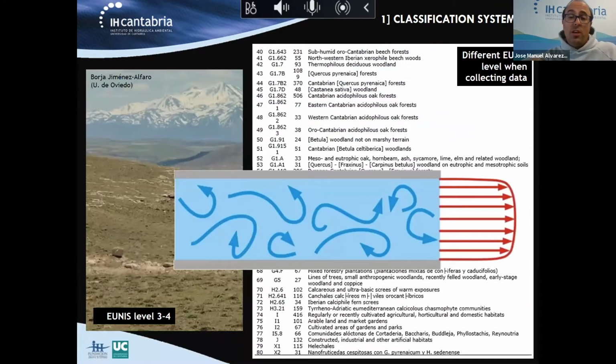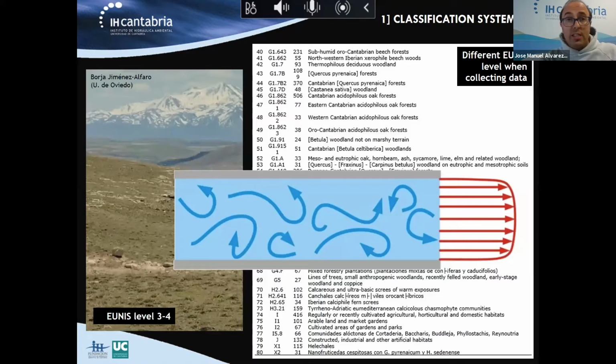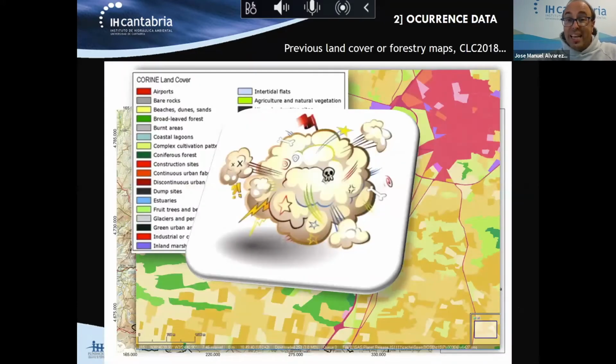So that's what we did here in the north of Spain, where we are working towards covering the whole north, mainly the northwest of Spain, in collaboration with Borja Jiménez-Alfaro and other botanists. So we defined a level 3-4 of EUNIS. It's a level 3 of EUNIS, but because of the regionalization, sometimes it's a level 4, for having a list and afterwards going into the field to collect occurrence data.